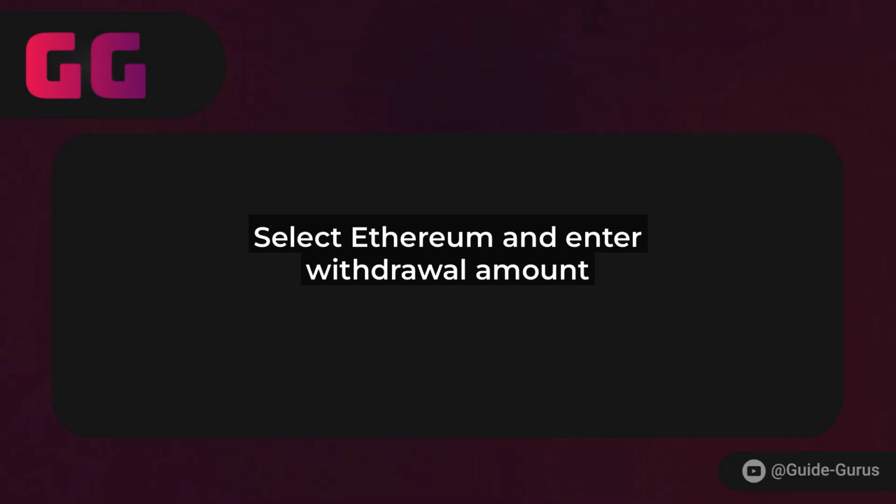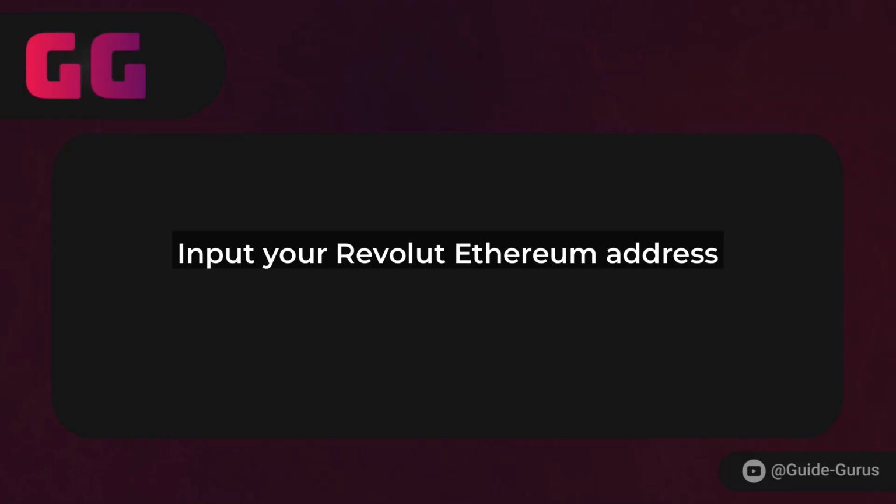Step 3. Now, for the key part, input your Revolut Ethereum address. If Revolut doesn't support direct deposits by then, you might need to withdraw to a personal wallet first and then transfer. Pro tip: Use the Ethereum network for faster transactions, but confirm compatibility.